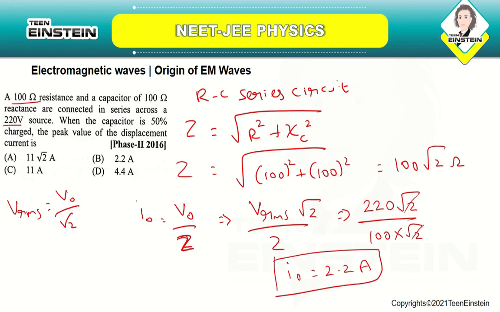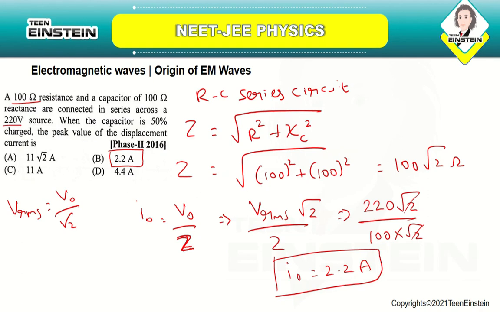So the correct answer is 2.2 amperes. The correct answer is option number B. Okay. So first we are finding out the impedance value, and then we are finding out the peak value of displacement current by substituting the V naught and Z values.